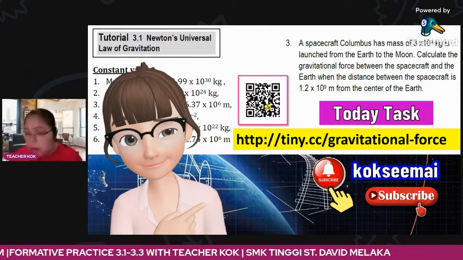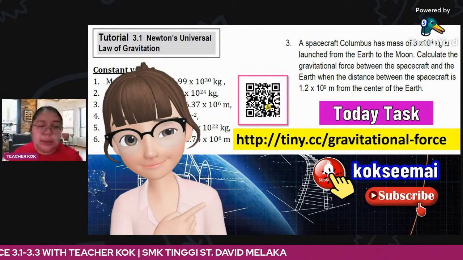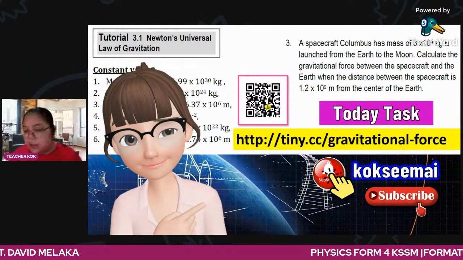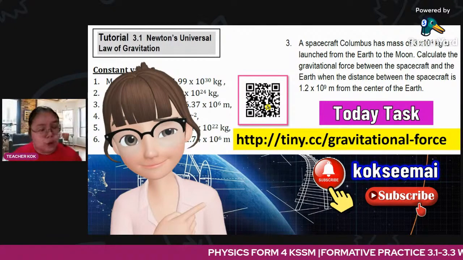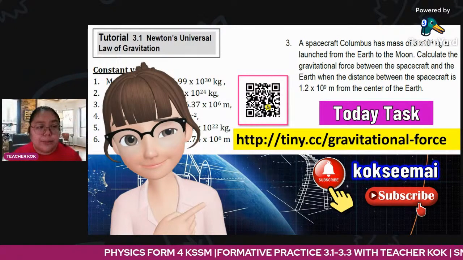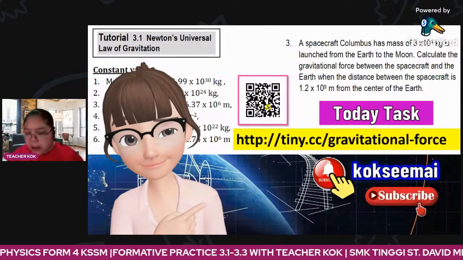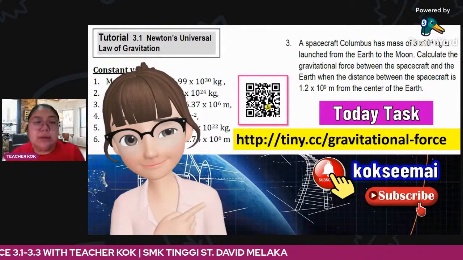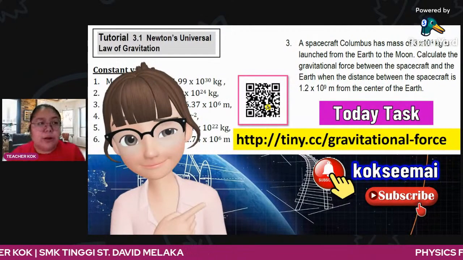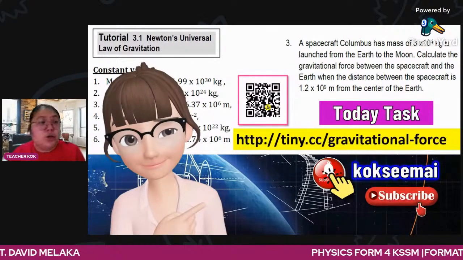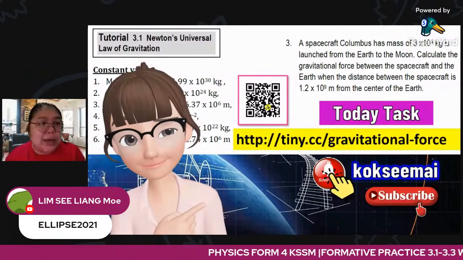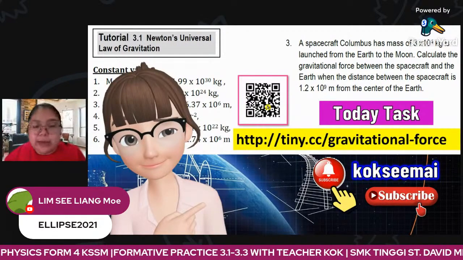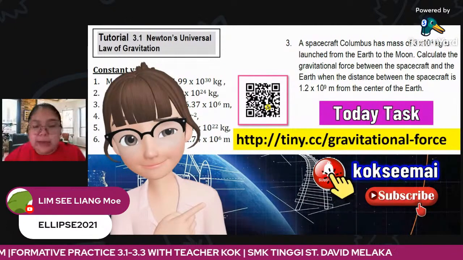Silang, you help me type ELLIPSE, capital letters. After that you put 2021. That is the code: ELLIPSE, capital letters, then 2021. You have to type that, but students, don't copy paste. You just need to see from here, then retype it into the Google form.